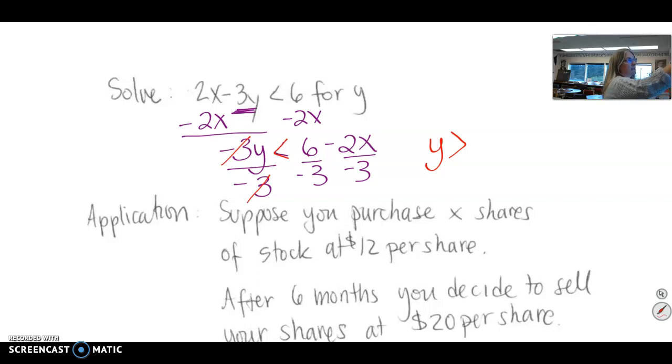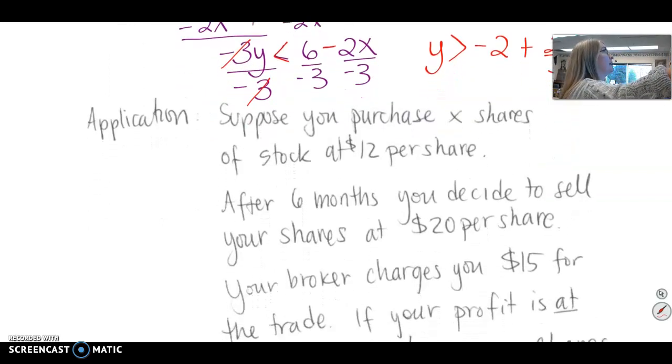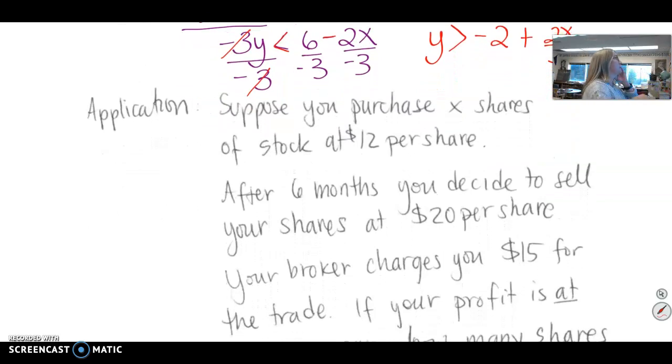Positive 6 divided by negative 3 is negative 2. And then I have a double negative here. I have minus 2x divided by another negative. So you can think of that as a negative 2x divided by a negative 3. So it becomes plus 2x over 3. And that's solved for y. We're not actually getting an answer. We're just getting a relationship. We have a relationship between x and y, and we just solved it for a different variable.